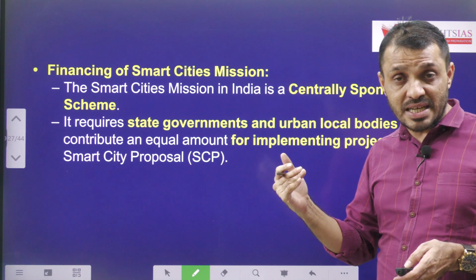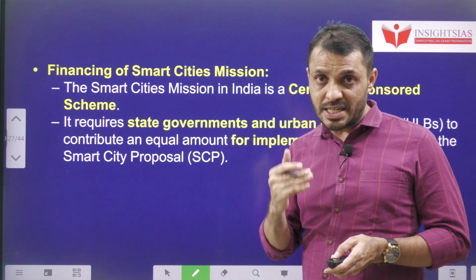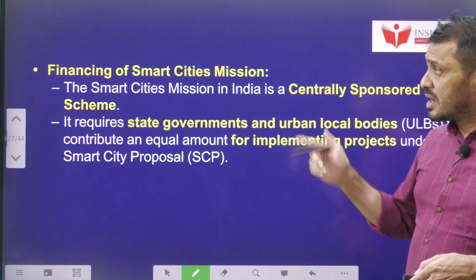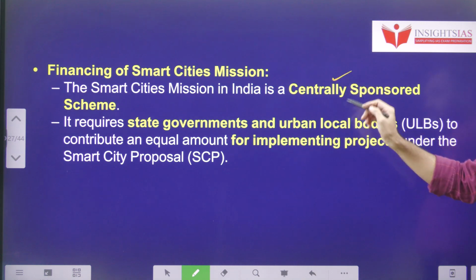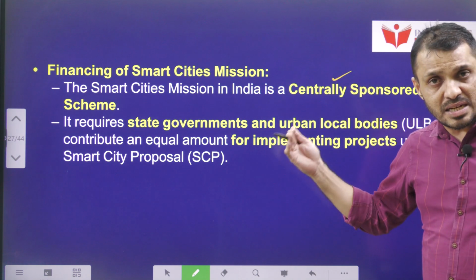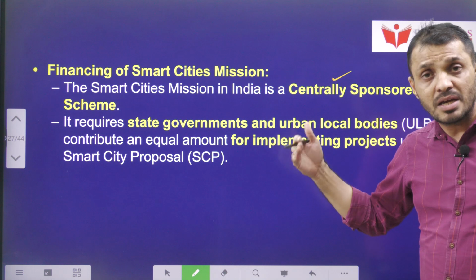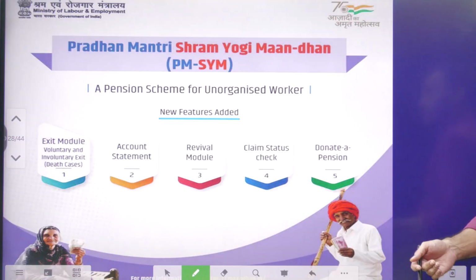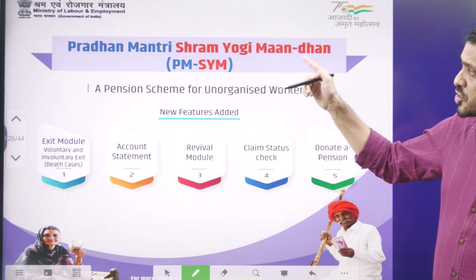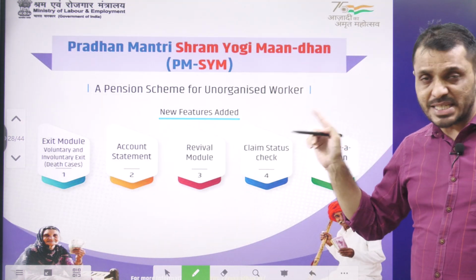According to the latest rankings, Madhya Pradesh is the best performing state in the Smart Cities Mission. Financing of the Smart Cities Mission: the financing is done by a centrally sponsored scheme. That means a certain amount of money will be contributed by the Union Government and a certain percentage will be contributed by the state government.